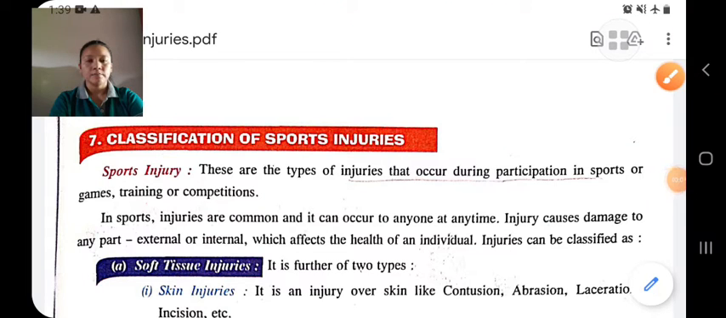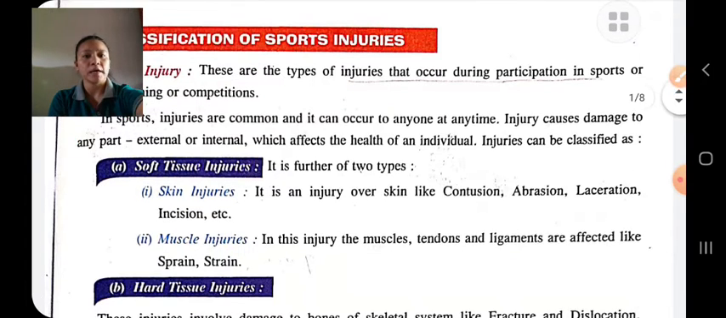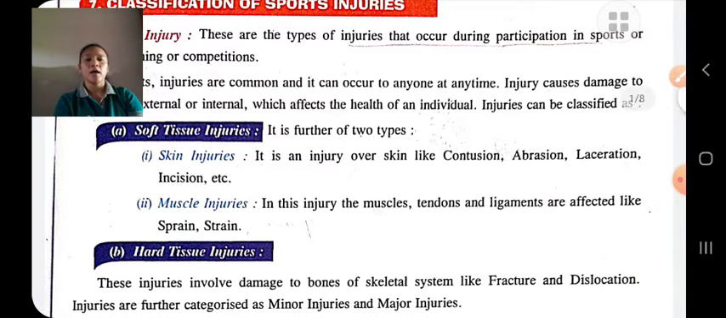Good morning, students. Today we will discuss sports injury and its management techniques. Sports injuries are those injuries that occur during participation in sports. Sports injury is of two types: soft tissue injury and hard tissue injury. Soft tissue injury is of two types: skin injury and muscle injury.